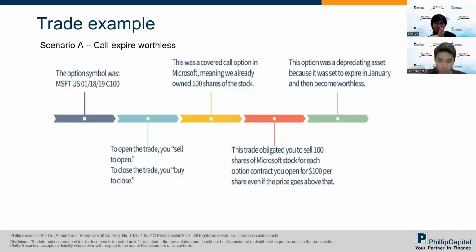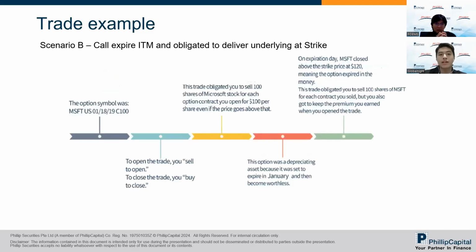Just now I mentioned you can go forward a contract, or you can open another short call. Okay, this is scenario B. At expiration date, if the underlying share trades above the strike price, then you are obligated to sell the share at the strike price. So in this way, you will be delivering the underlying shares.